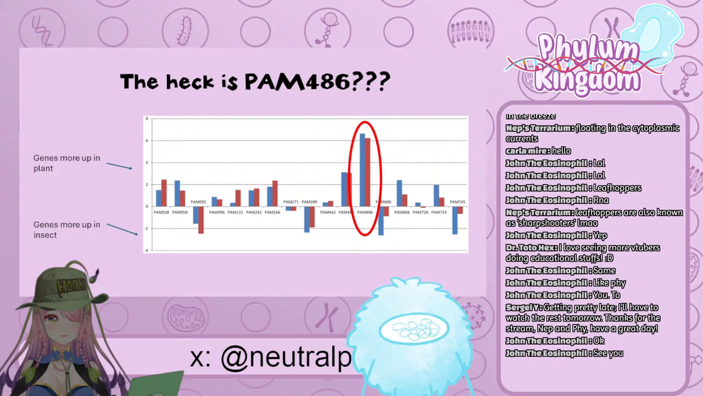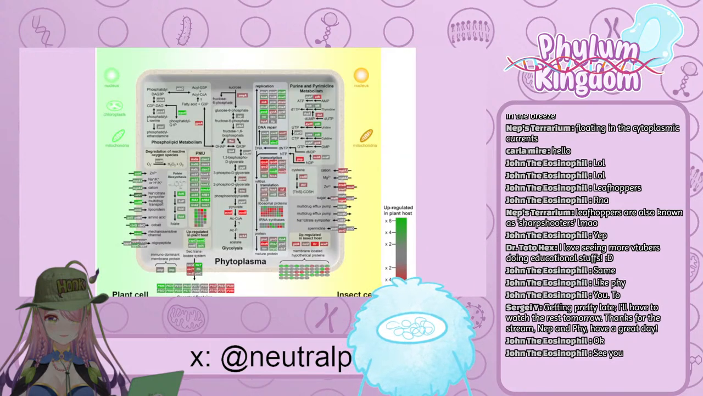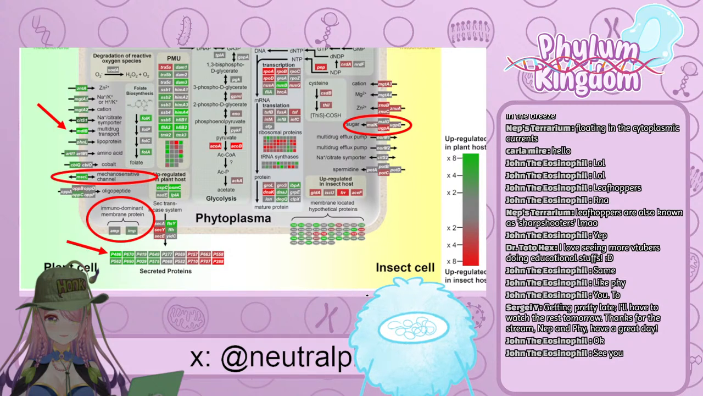Now, I want to go to this next figure that they've made that will aggregate all of the data that they've put together here. It's this whole horrible looking thing that we're not going to look too carefully at, but I am going to zoom in here. If a box is green, that means it is more in the plant, and if it is red, then it is more in the insect. I've highlighted a couple of interesting genes to point out. The more green it is, the more it is related to the plant.